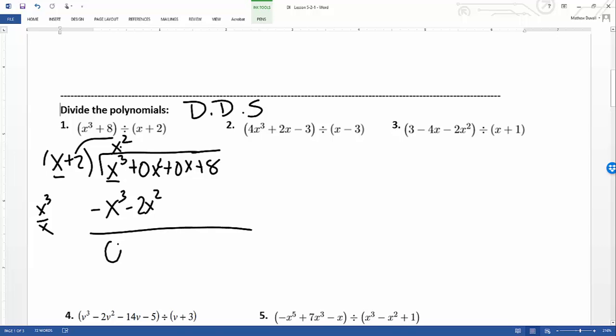We bring everything down, and we start all over again. So divide, so negative 2x squared over x, that's minus 2x. Distribute, negative 2x times x is minus 2x squared. Negative 2x times 2 is minus 4x. And then subtract.